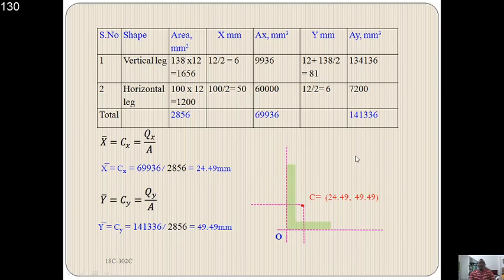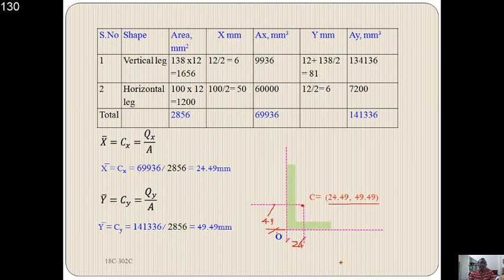So after understanding the division of the parts, let's carry on with the procedure of the centroid finding. Substitute all the values to get the value of the centroid as we discussed earlier. Then I got the final answer of the centroid as 24.49 in the x direction, and in the y direction I have 49.49.